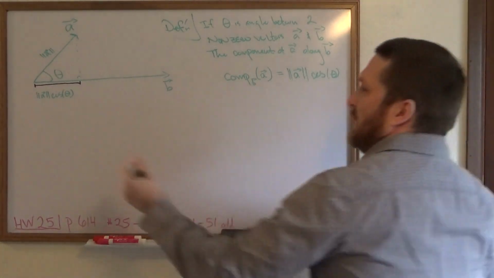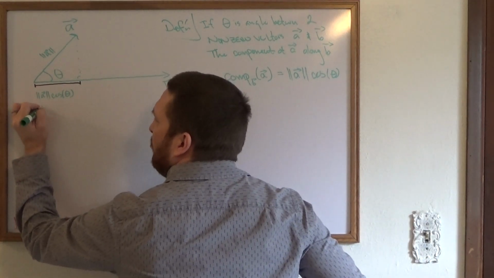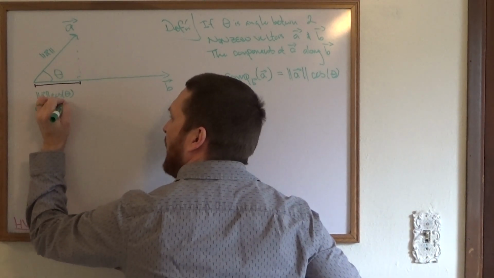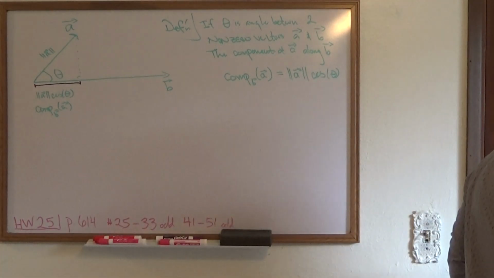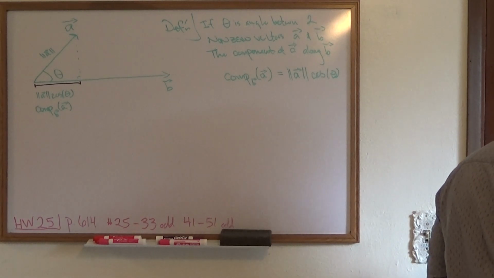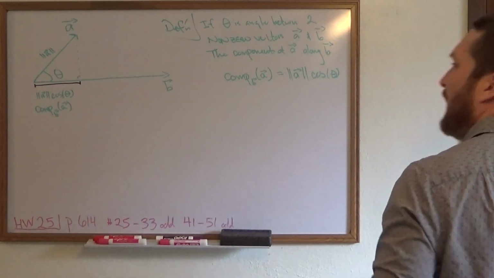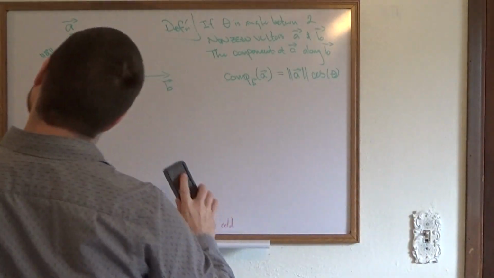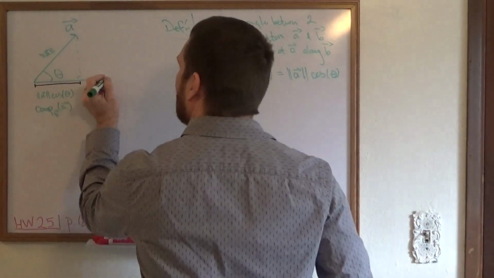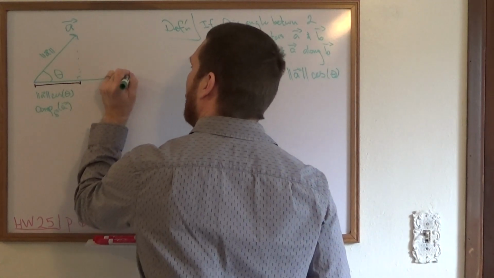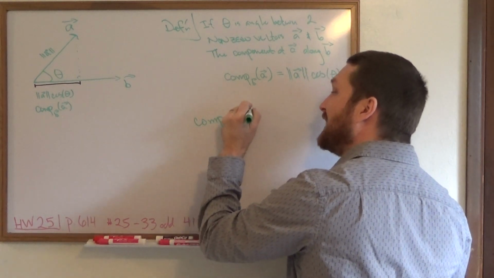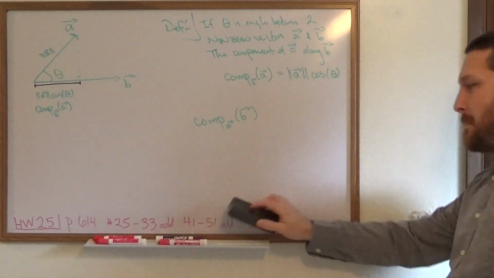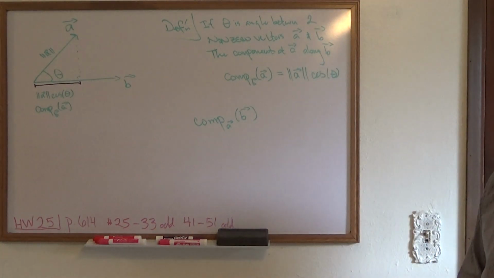So now, I'm going to say this is the same thing as the component of A along B. Okay? Everybody got that? Okay. So kind of graphically here, let's say that's B. What would, graphically, the component of B along A be?